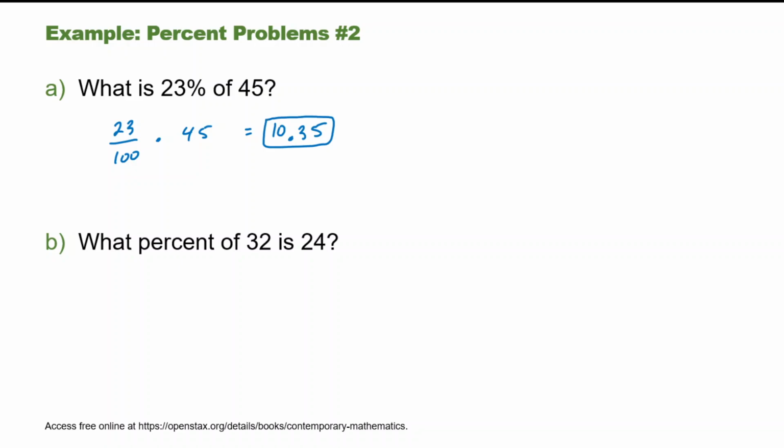Part B, what percent of 32 is 24? This is different. So I'm going to go ahead and write our formula again. It's part equals percent times total. In this question, we want to know the percentage, but we know the total and the part. If we rearrange this formula, we can say that the part divided by the total will be equal to the percent.